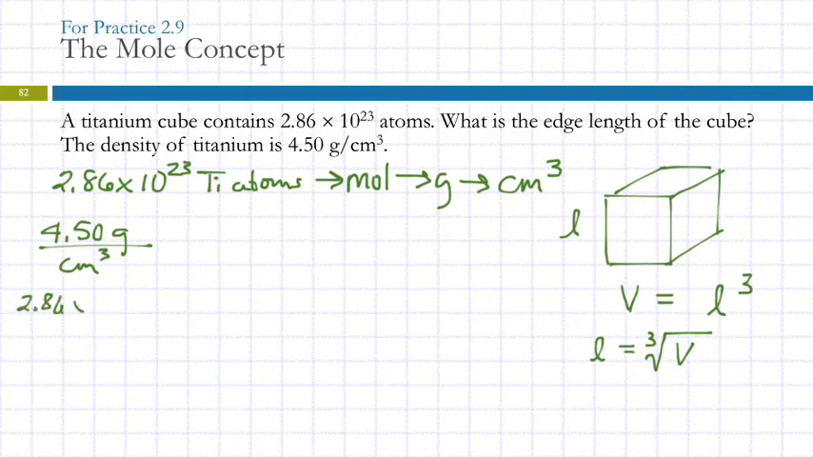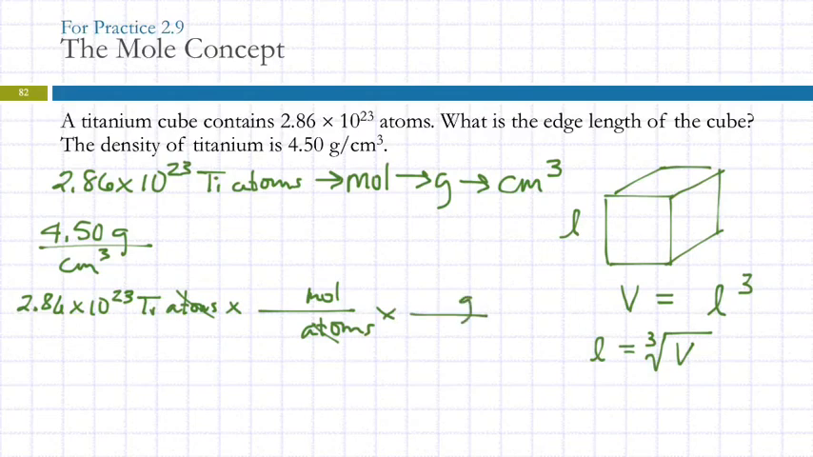2.86 times 10 to the 23rd titanium atoms. I've got 3 fractions, so I need 3 arrows. And for moles, I'm going to grams, with moles down there. Okay, so I didn't leave myself enough room, so I'm going to move this out of the way.